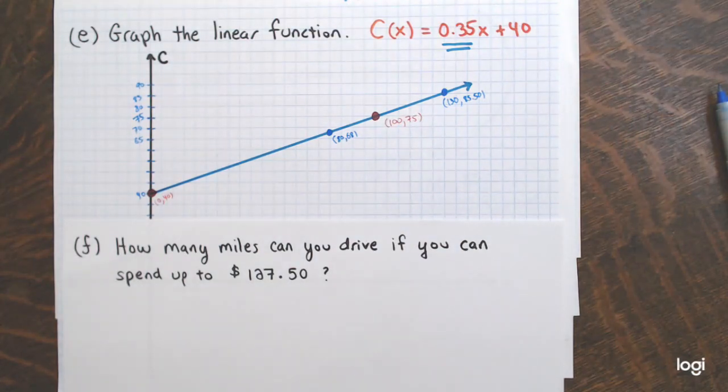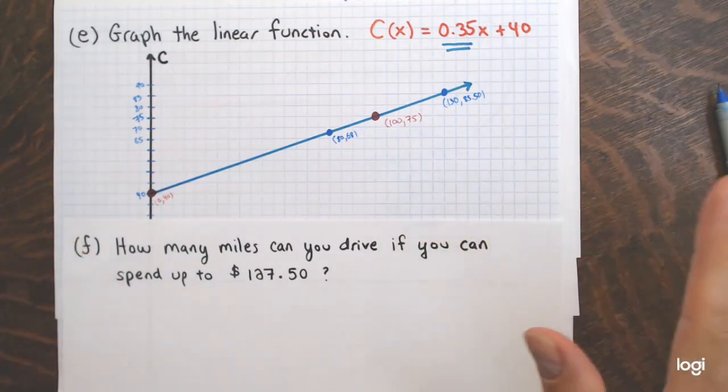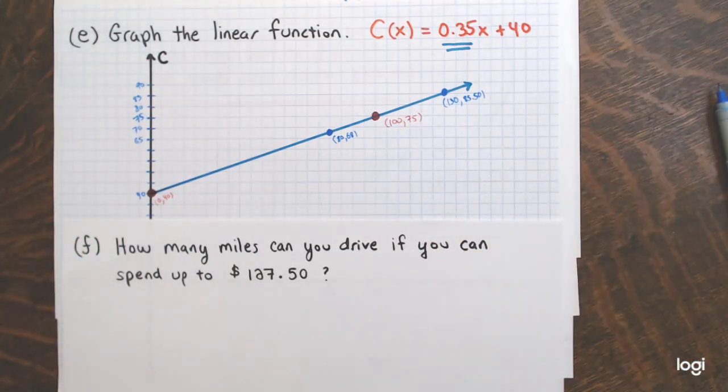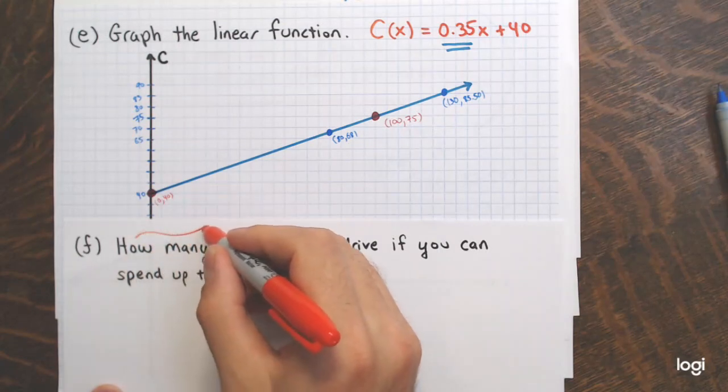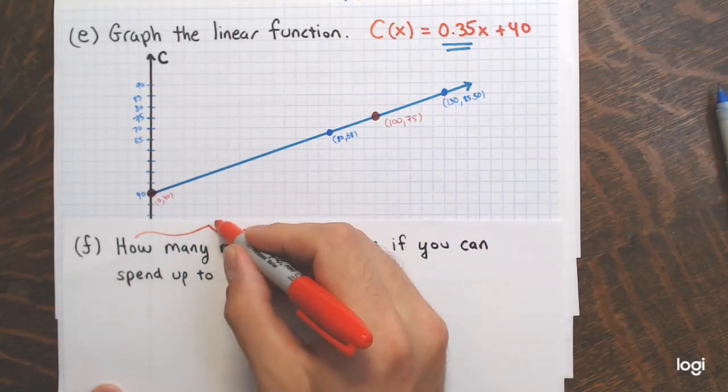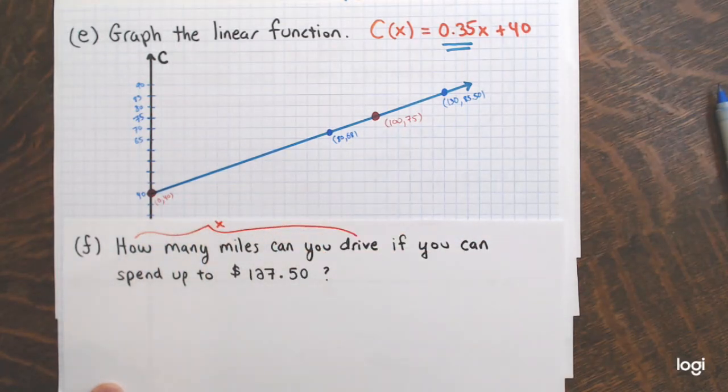But we can answer this. This is actually no different than part D was. They're saying how many miles can you drive, right? That's x. Find x. x was the miles driven. And if you spend up to $127.50, they're saying C can be $127.50. So they're giving me a value of C.